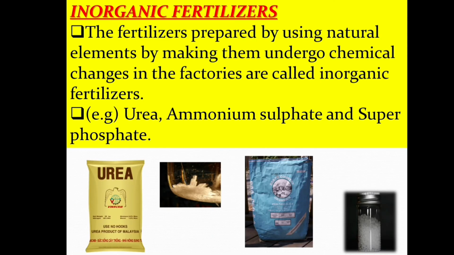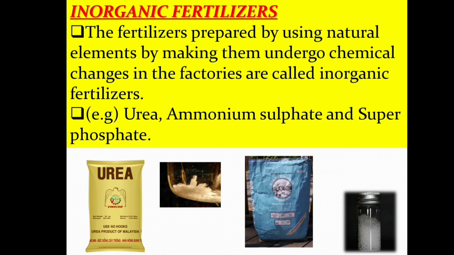Inorganic fertilizers. The fertilizers prepared by using natural elements by making them undergo chemical changes in the factories are called inorganic fertilizers. Example, urea, ammonium sulfate and superphosphate.